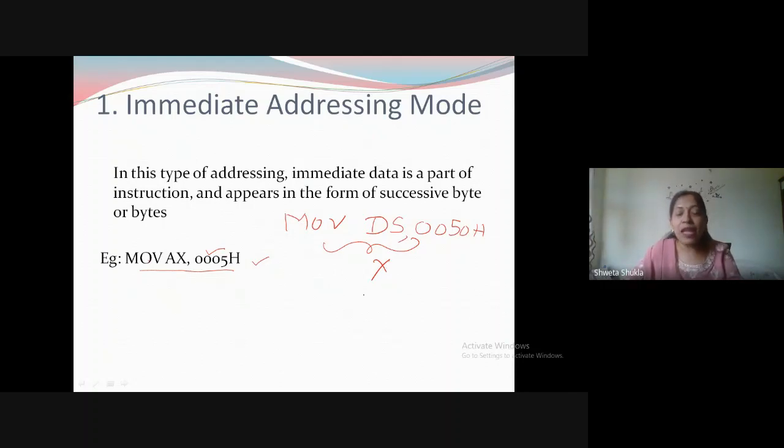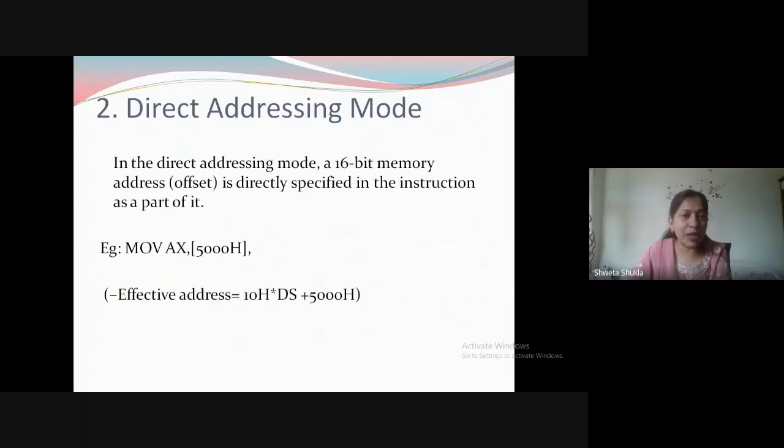Remember this, because I already told you what the segment register means. You can send the data to some general purpose register, and from there you can move it to the segment register. But in the case of a segment register, you cannot move the immediate data directly. You can move it through some other registers.